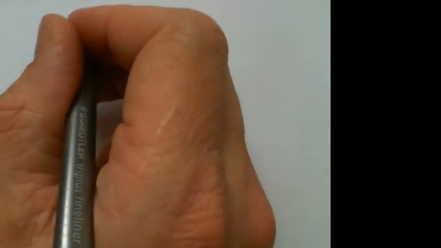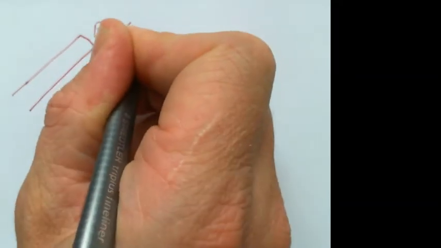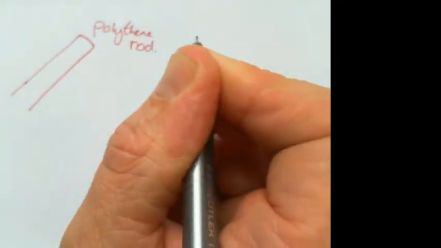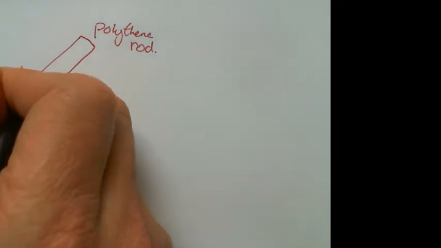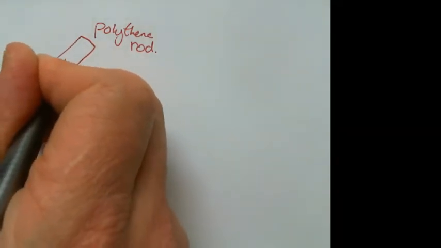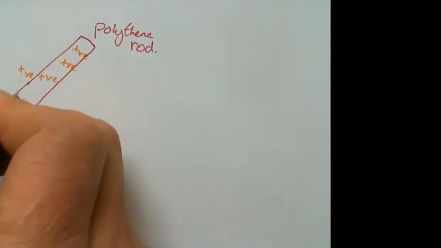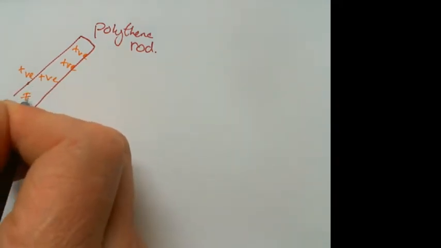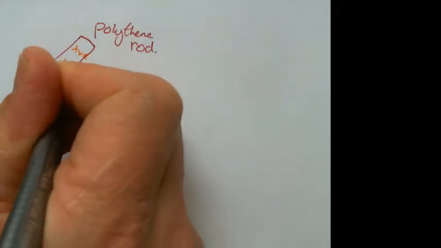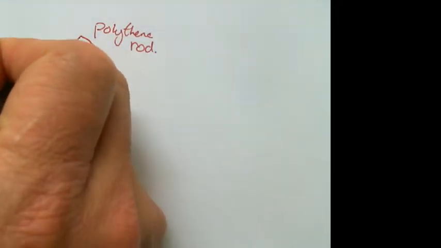Like I say, in physics, we don't need chemical reactions to lose electrons. We can do it simply by rubbing. So if we've got a polythene rod here, inside my polythene rod there's going to be lots and lots of positive charges spread out all over my rod, and lots and lots of negative charges spread out all over my rod, and the two are going to balance each other out.